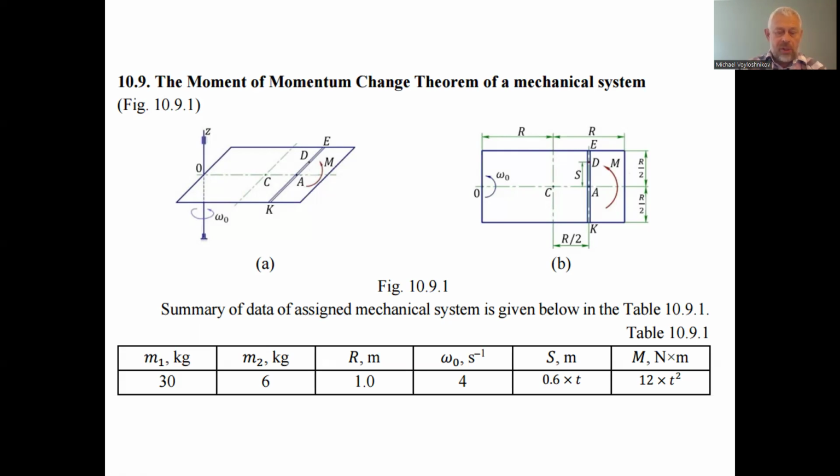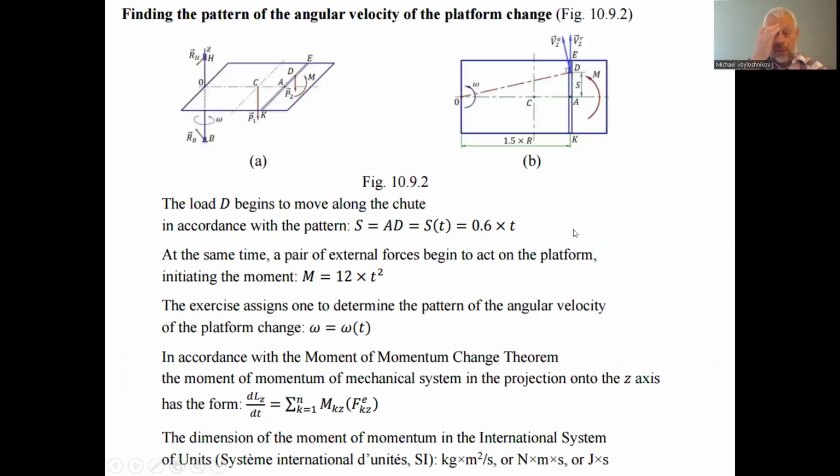I mean the horizontal rotation under the action of the external moment m, and with a definite load which moves by the channel here, by the straight channel on the right side of this platform. So okay, let's consider the decision of this definite issue. The load begins to move along the chute here, the horizontal straight channel, in accordance with the pattern. This is just a little bit more about the initial data assigned.